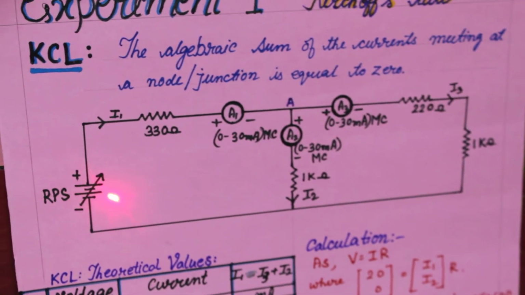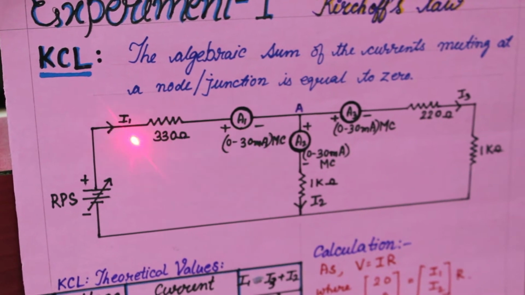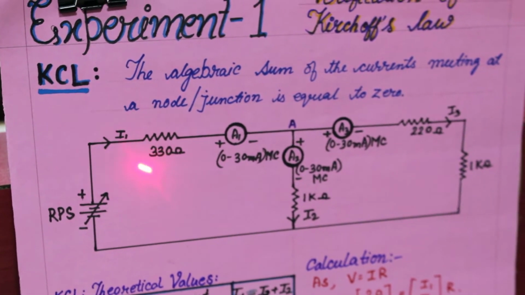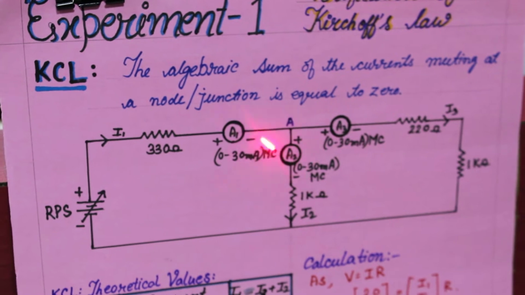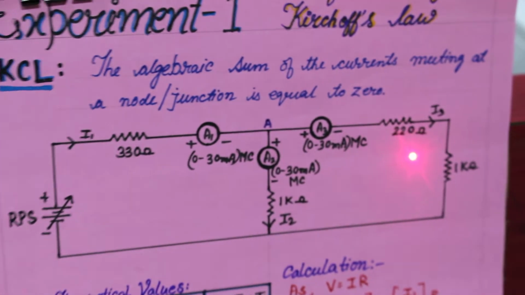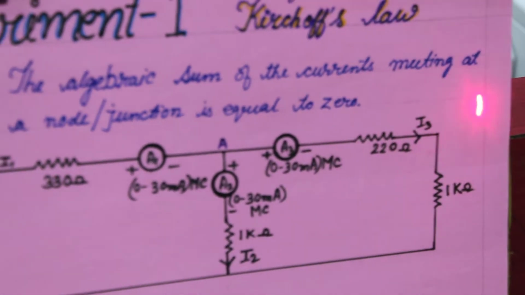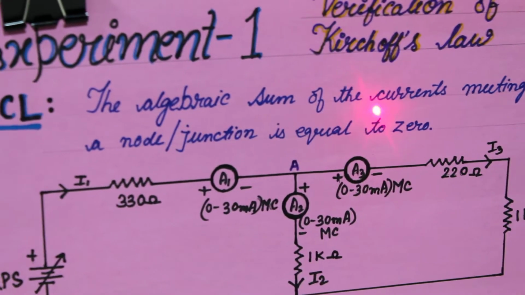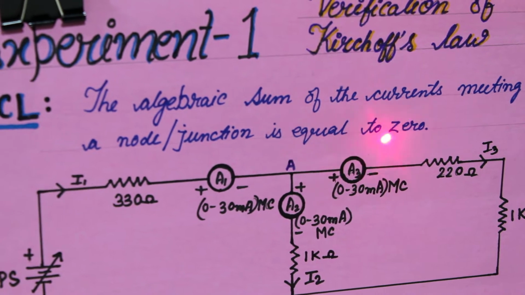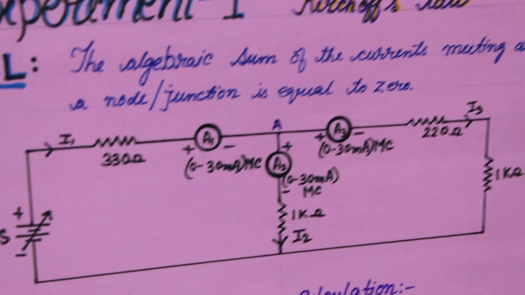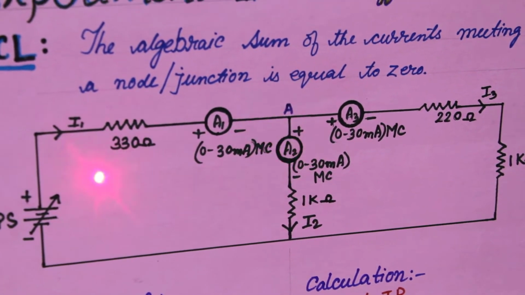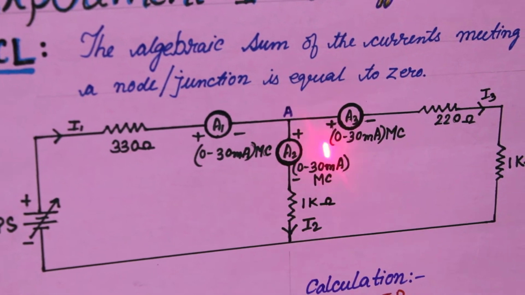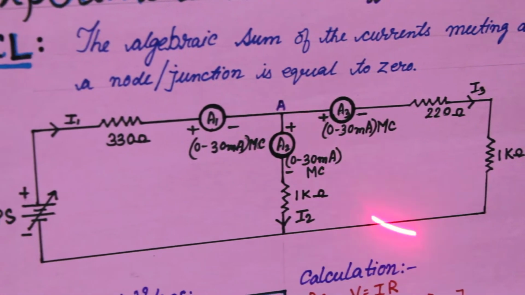Here you have an RPS and you have a current. As per this circuit, the current I1 is entering, and I2 and I3 are leaving. What does the statement state? The algebraic sum of the current entering should be equal to the sum of the current which is leaving the circuit. I1 is the current which is entering, and this I1 will be equal to I2 plus I3. So that is the logic.